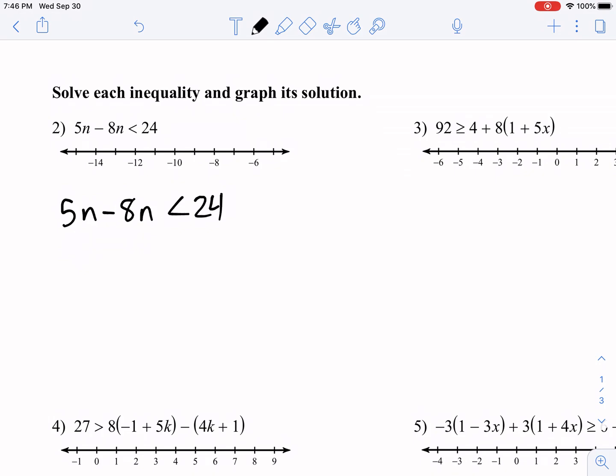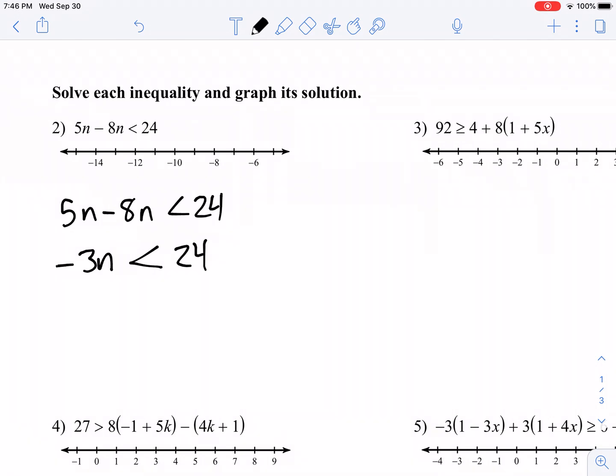So we have 5 minus 8. That's different signs. What do we do? Subtract and keep the sign of the larger value. In this case, 8 is bigger and it's negative. So what's 8 minus 5? 3. And we keep the variable. And just like we said, 8 is bigger and it's negative, so this would be negative 3. So we get negative 3n is less than 24.